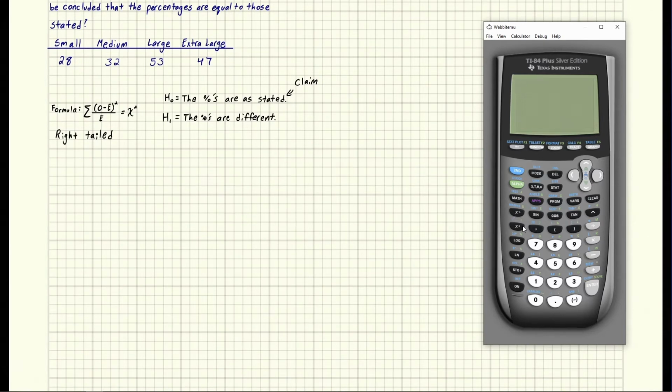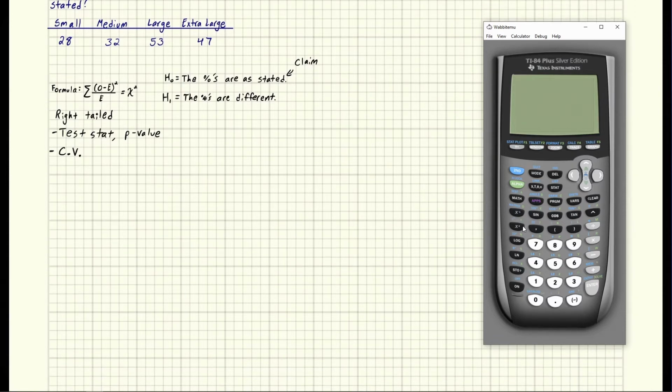So we're going to need a couple things. We're going to need a test stat, or a p-value. And we're going to need a critical value for those that are going to be using the test stat method. We're going to be doing both. They're very easy to do. And I encourage you to do it multiple ways. It's very easy to check, and you'll be very sure that your answer is right.